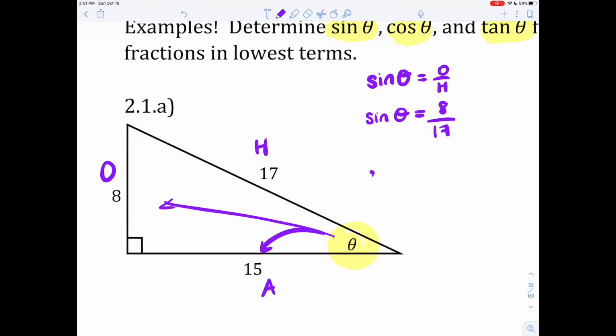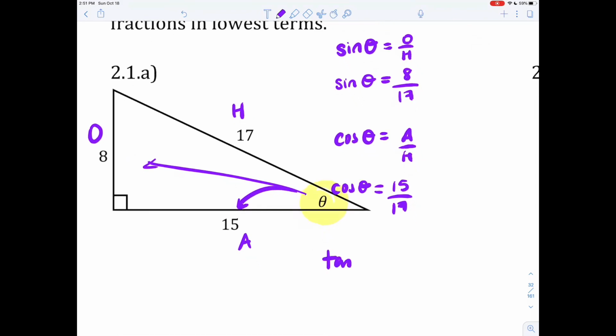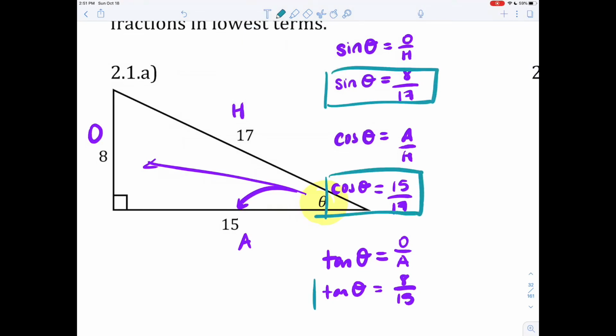So we move on. Next, we have my cos of theta. The CAH in SOHCAHTOA is adjacent over hypotenuse. And we have my adjacent in this case being 15, my hypotenuse being 17. And last but not least, we have my tan of theta, which is TOA, so opposite over adjacent. So tan of theta in this case, opposite is 8, adjacent is 15. And just to be super clear of what my final answer is, I'm going to box them all and call it a day.